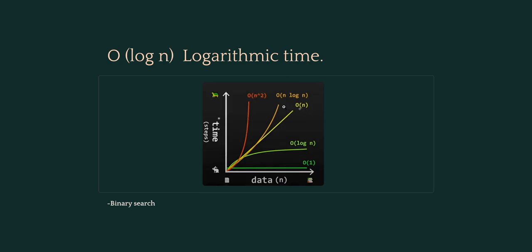And finally, we have O(log n), logarithm time. An example of this is binary search. As our data increases, as our array increases, the time doesn't grow as much as O(n) because we are always dividing the search that we're doing. Every time we go through some piece of information, like in binary search, we are dividing and dividing. So O(log n) is an example of an efficient algorithm.